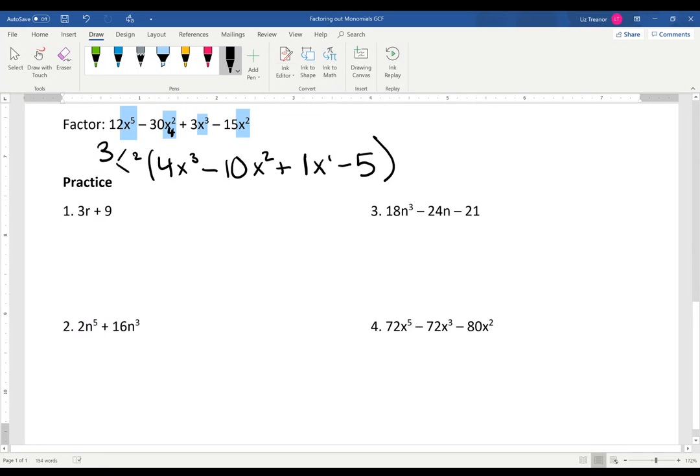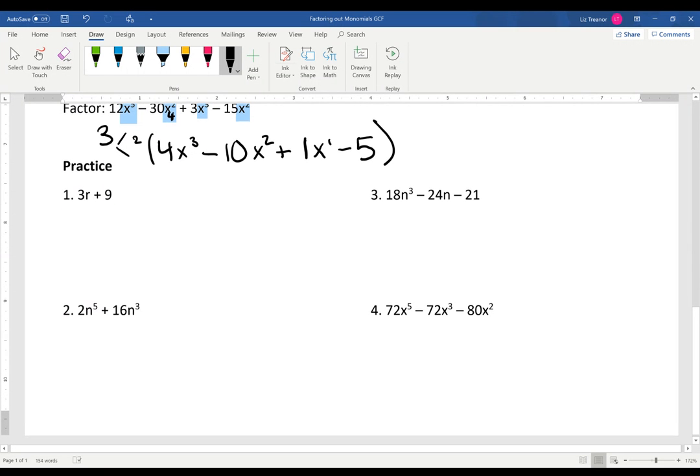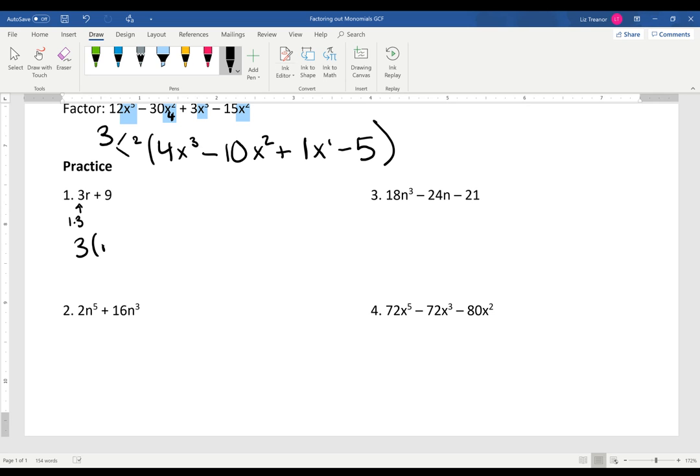Okay, so here's some practice. I'm going to do these practice questions. This is not your assignment, but this is just going to be something you can watch to see some examples of. Okay, so for number 1, I'm looking at my smallest coefficient, which is 3. My factors of 3 are 1 times 3, and 3 also goes into 9. So I'm going to factor out the 3. 9 does not have an r, so I can't factor r out. So 3 times r is 3r, plus 3 times 3 is 9.